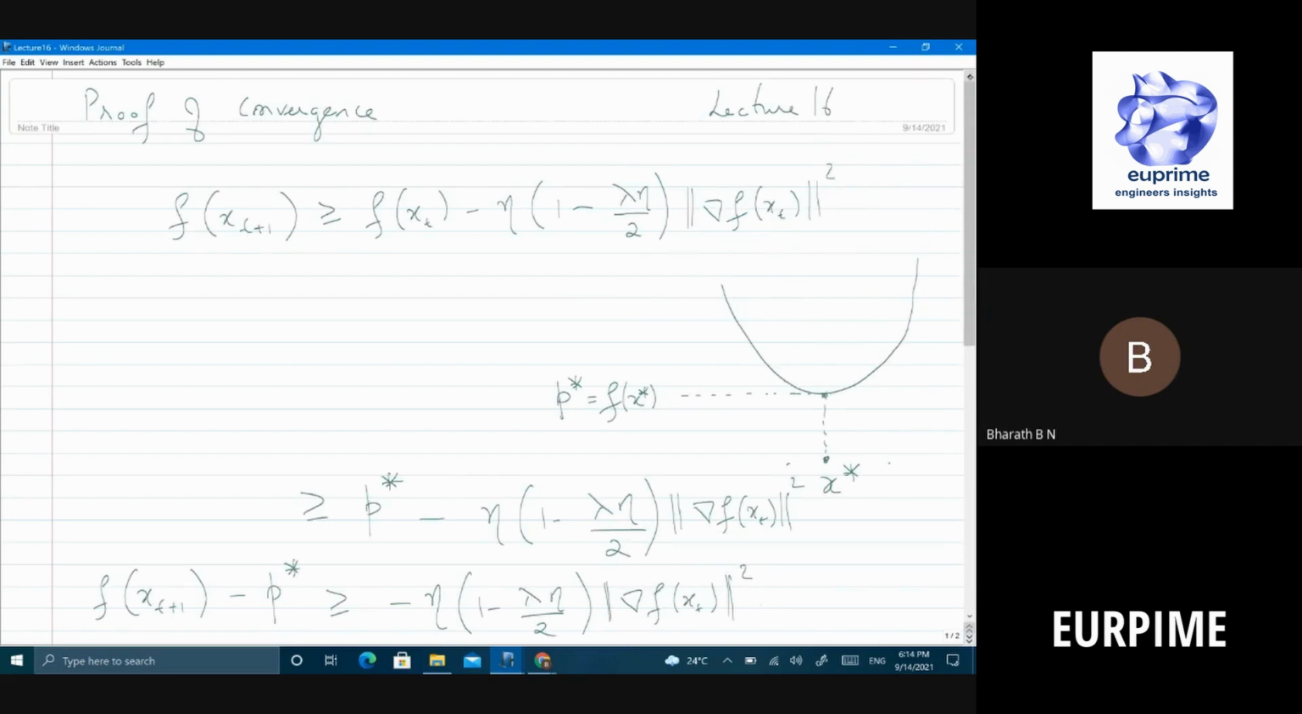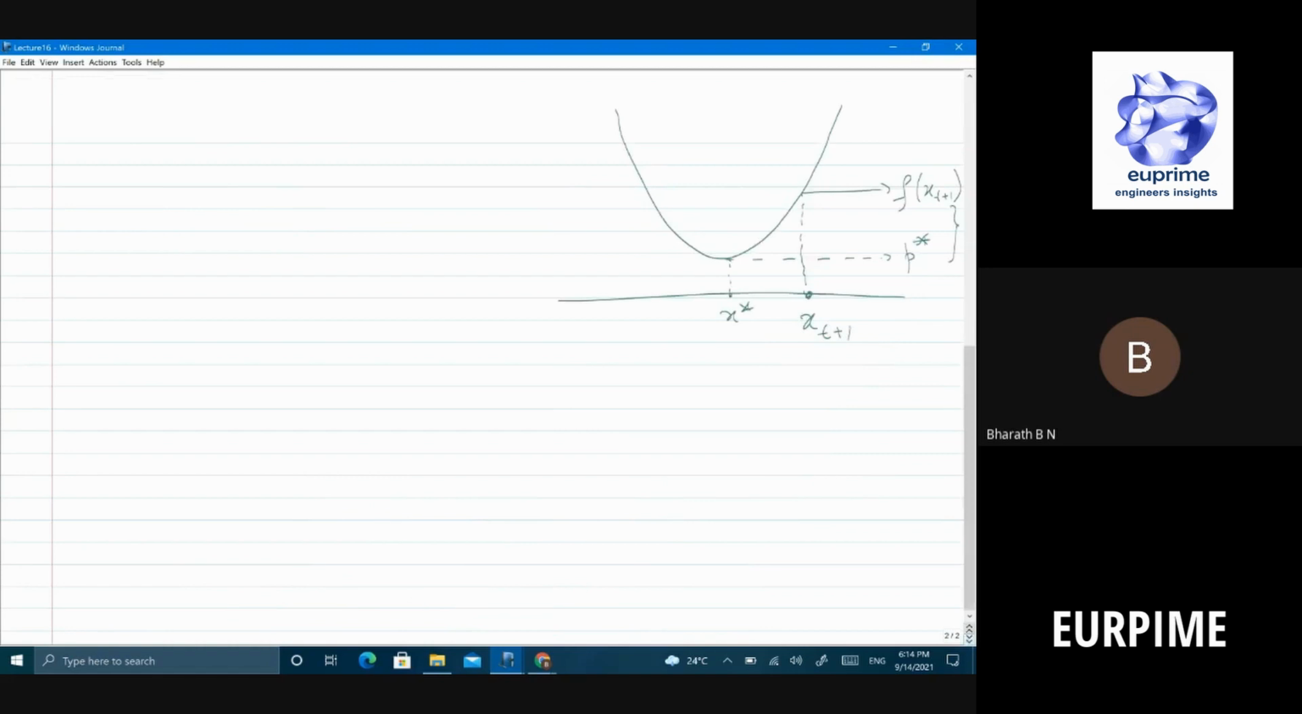Did I write everything properly? Okay, so now we have f of xt plus 1 minus p star is greater than or equal to minus eta times 1 minus lambda eta by 2, the gradient of this square. Okay, now I'll choose eta appropriately. How should I choose eta? What do you think is eta? How should I choose eta?